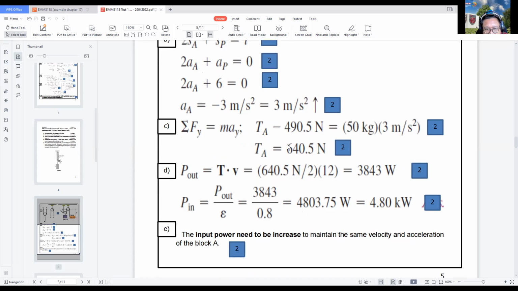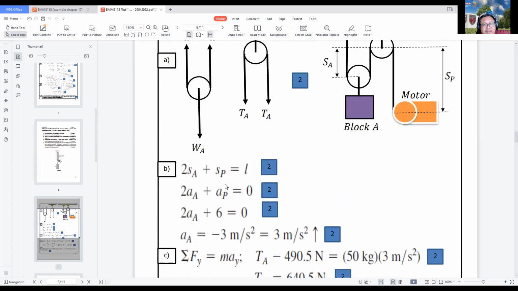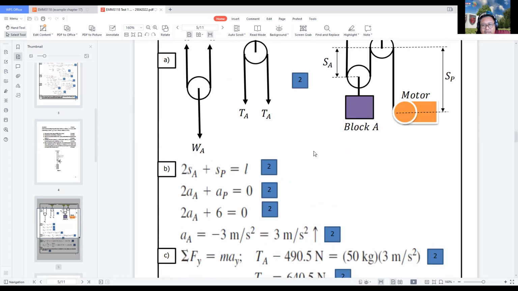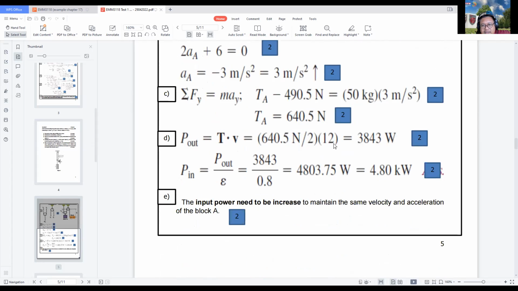Okay, so after you got this value 320.25, then you substitute here. So you no need to divide by 2 here. Okay, don't have to divide by 2, just multiply by 12, because the velocity is given. The velocity of that block A is given, 12 meters per second. So just multiply to get this value.